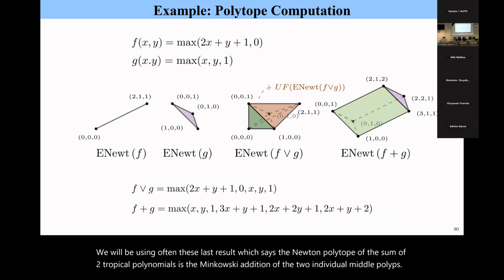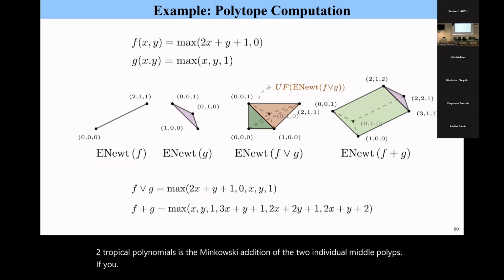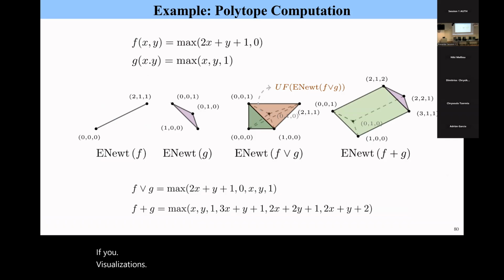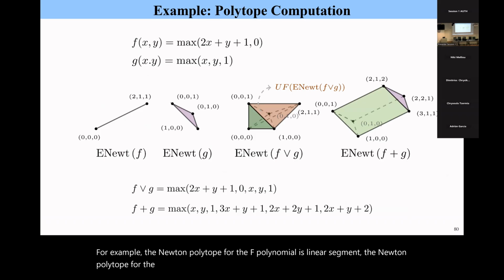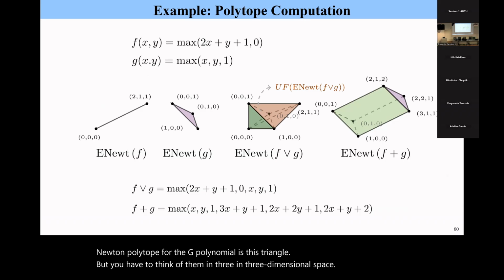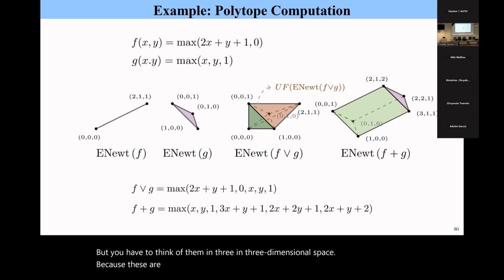A few visualizations of these ideas. Here we have two max-plus polynomials, f and g. You see their Newton polytopes here on the left. For example, the Newton polytope for the f polynomial is this linear segment. The Newton polytope for the g polynomial is this triangle. But you have to think of them in three-dimensional space because these are extended Newton polytopes.